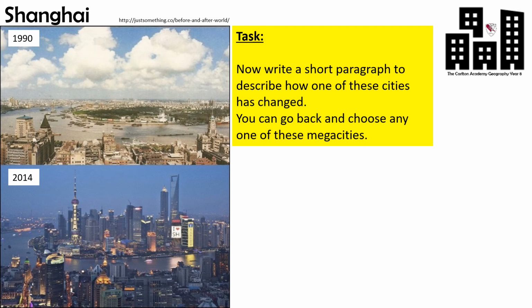So here's your task. I want you to write a short paragraph to describe how one of these cities has changed. So just pick one of them. You can go back and choose any of the megacities that I've looked at. So describe how it's changed, say what you see, use adjectives to help you explain or help you show what you mean.